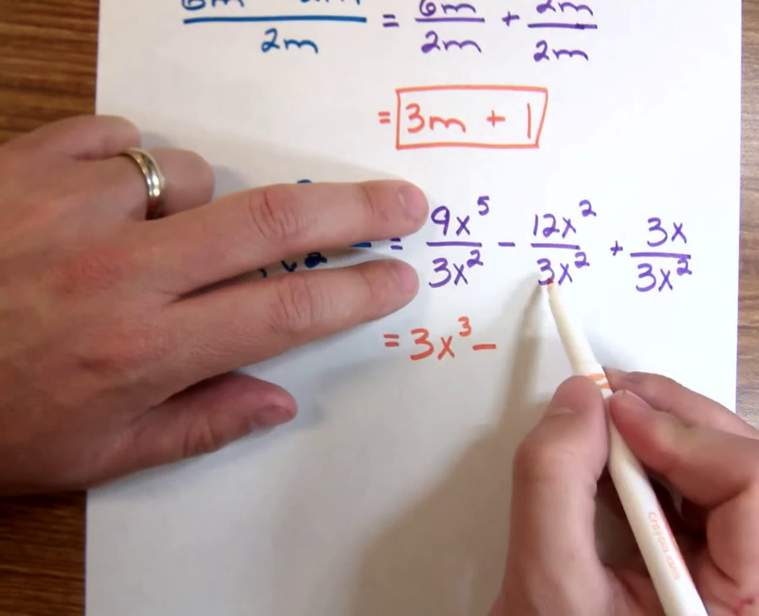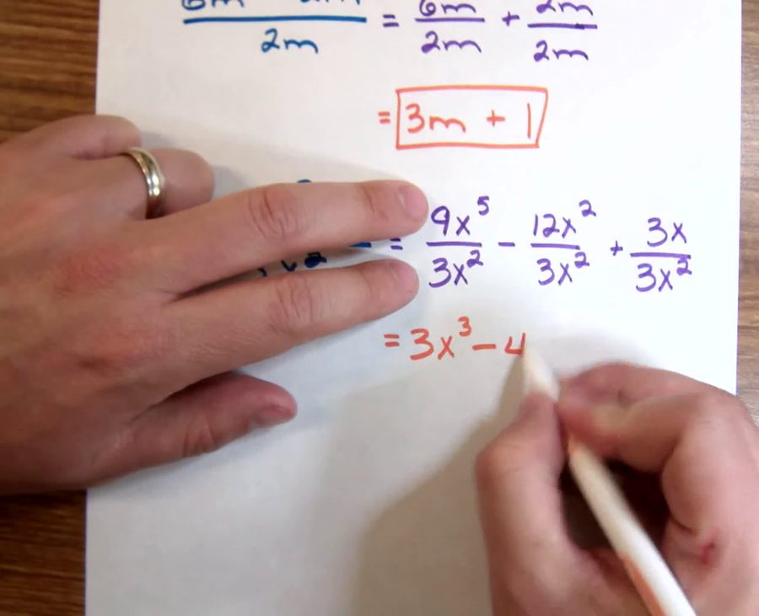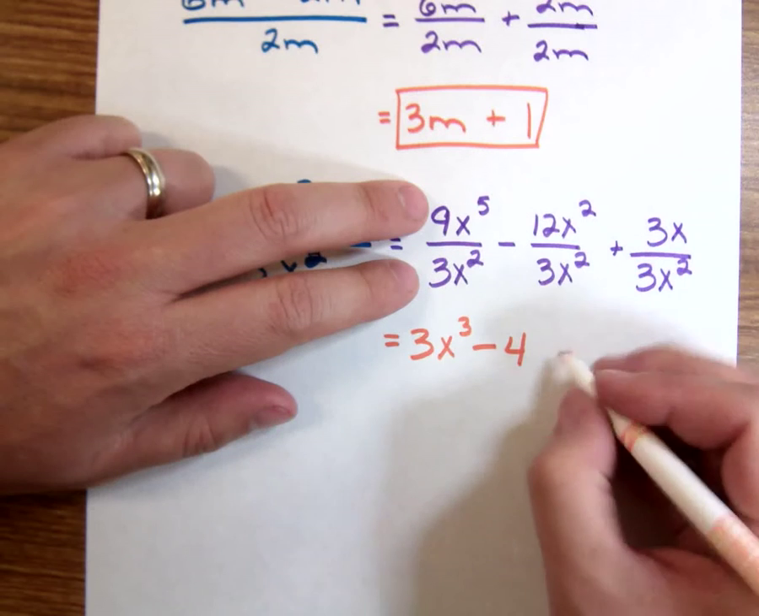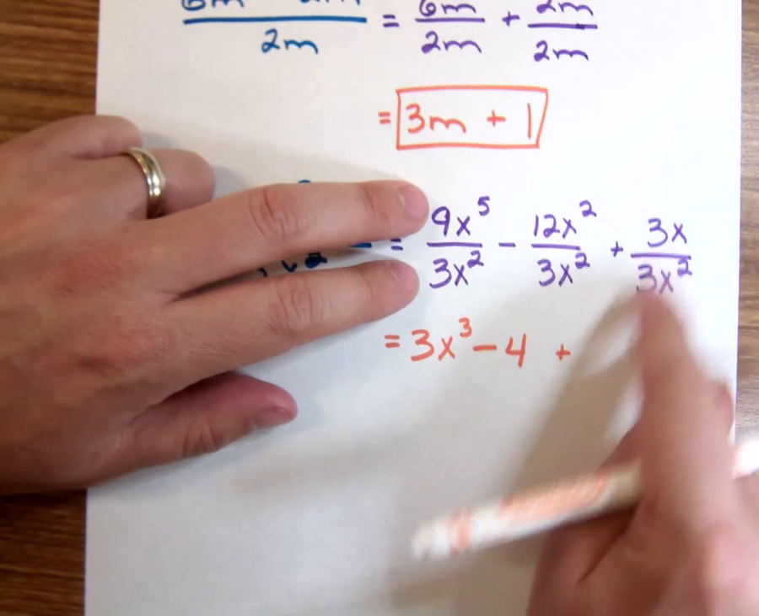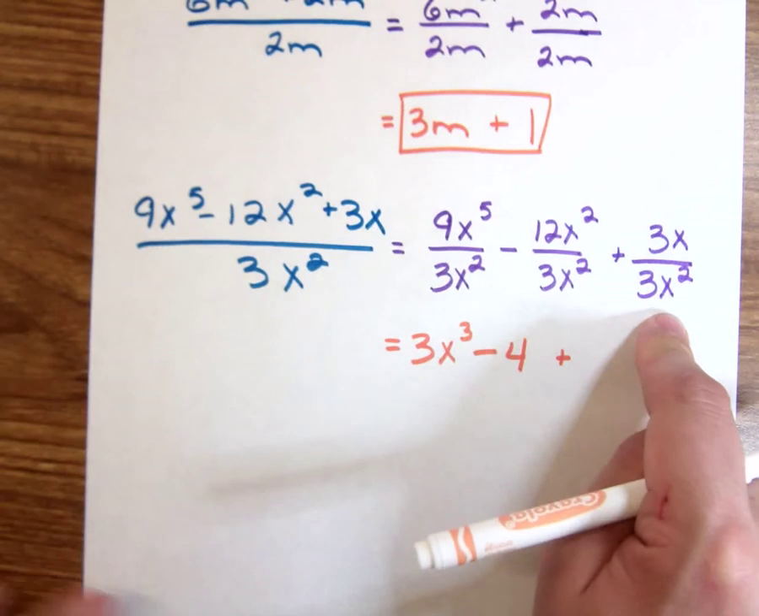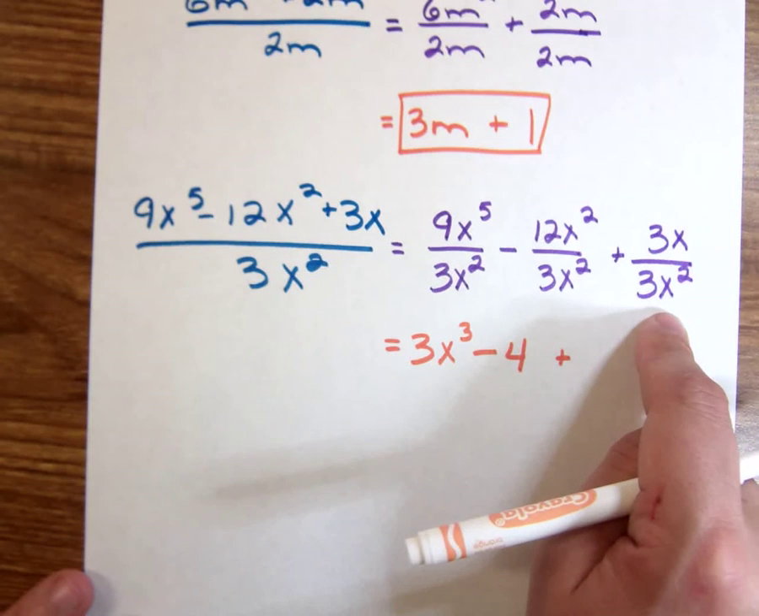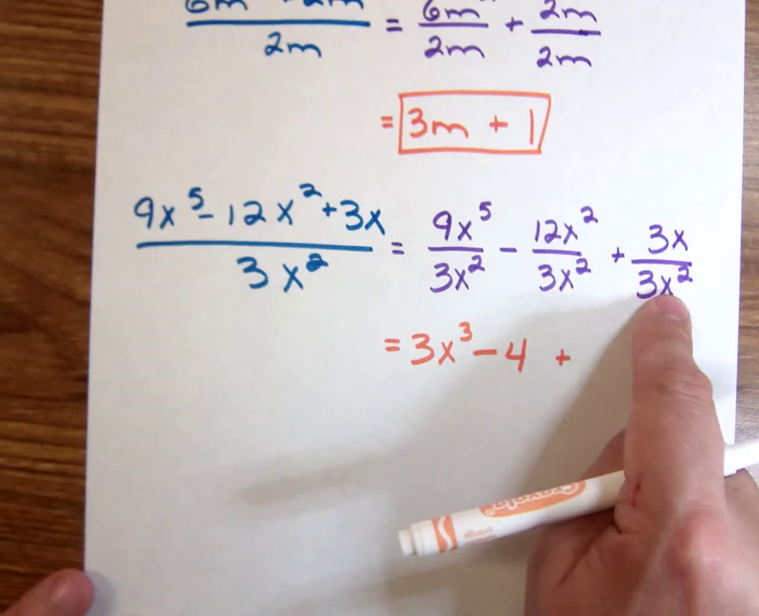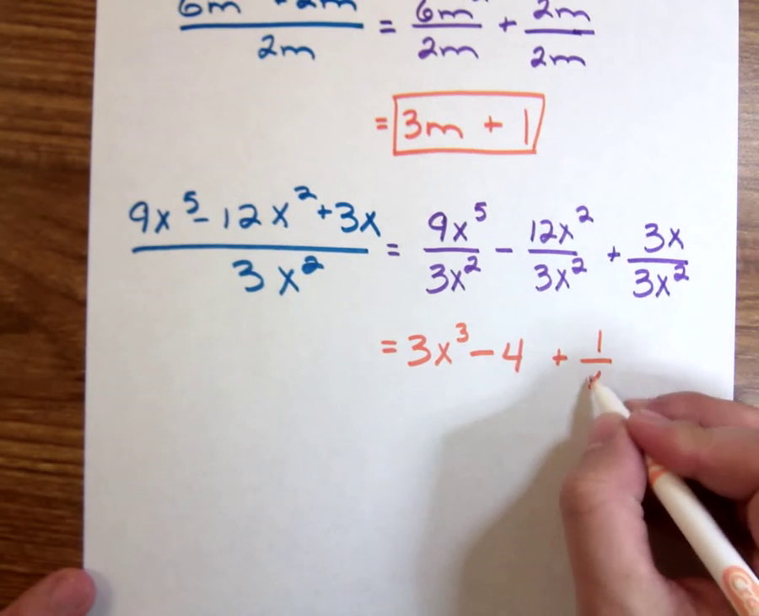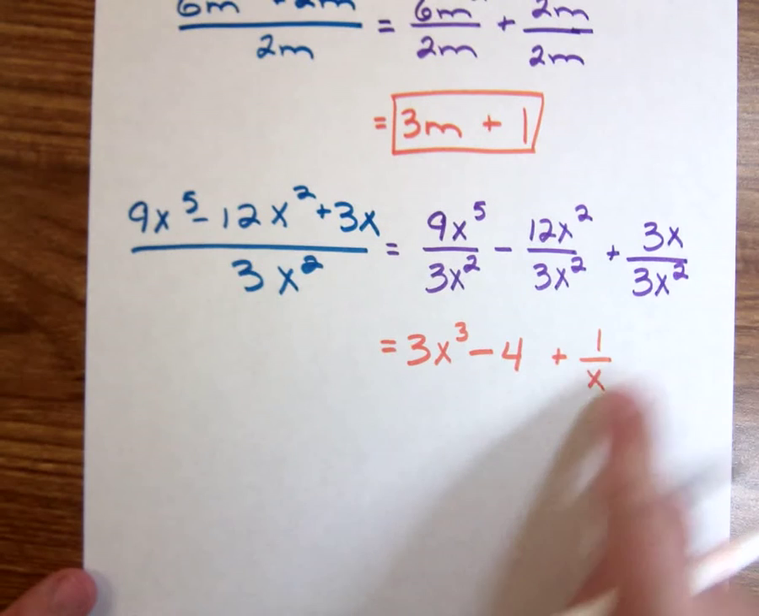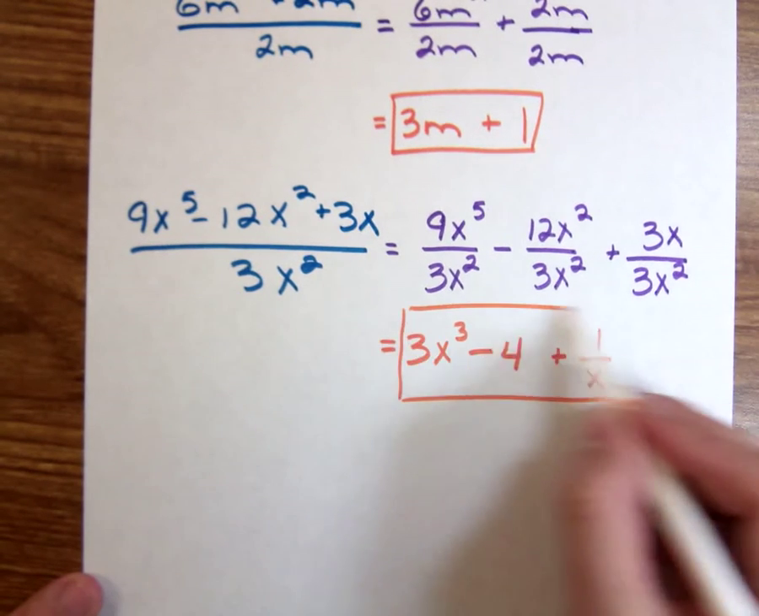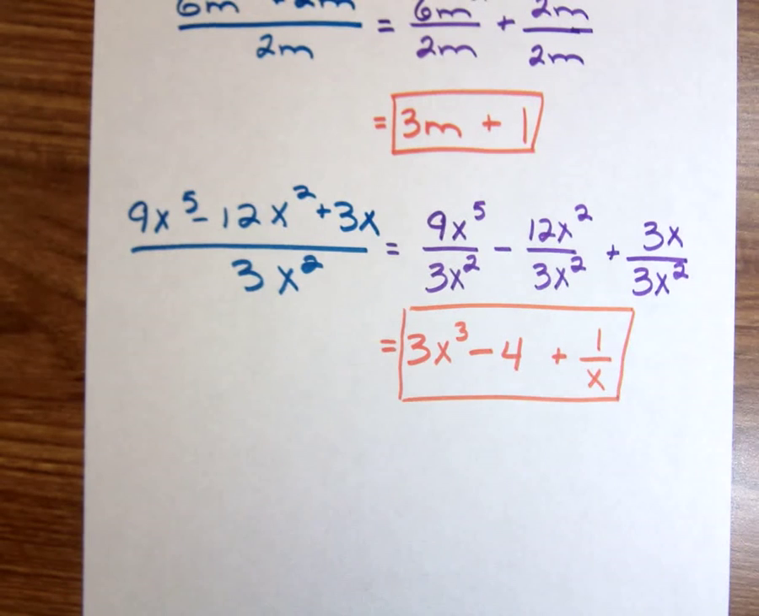Minus 12 divided by 3 is? 4. X squared divided by x squared is just gone. Now here's where it gets tricky. It's 3 divided by 3, that's 1. But what's x divided by x squared? It's x, but on the bottom. The bigger exponent was on the bottom. So this one is 1 over x. X on the bottom because the bigger exponent was on the bottom. There's what that looks like.